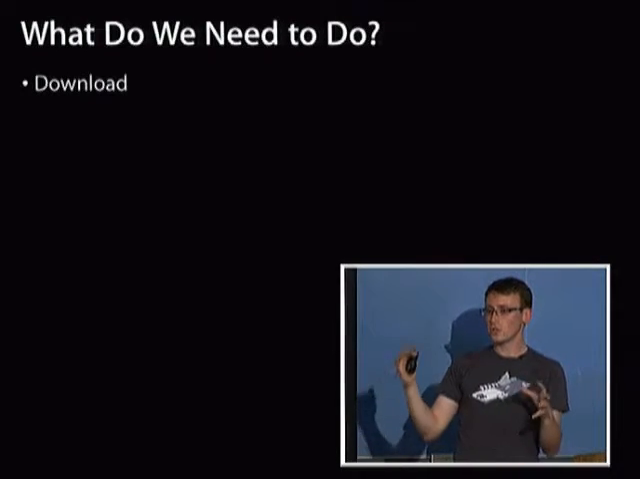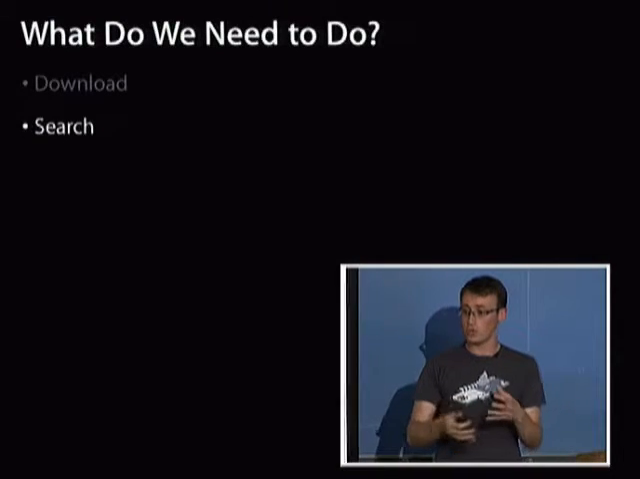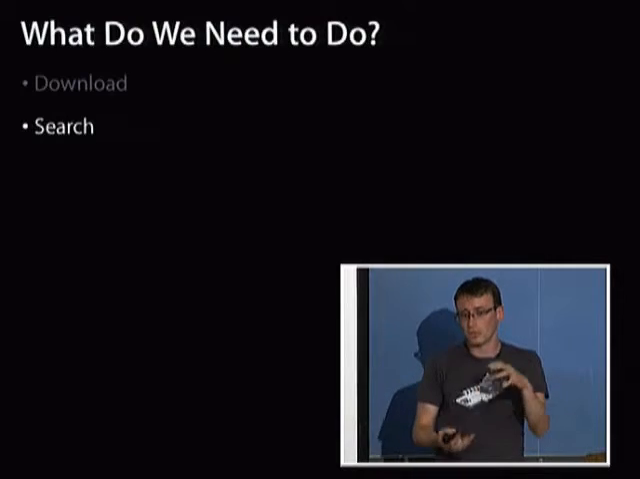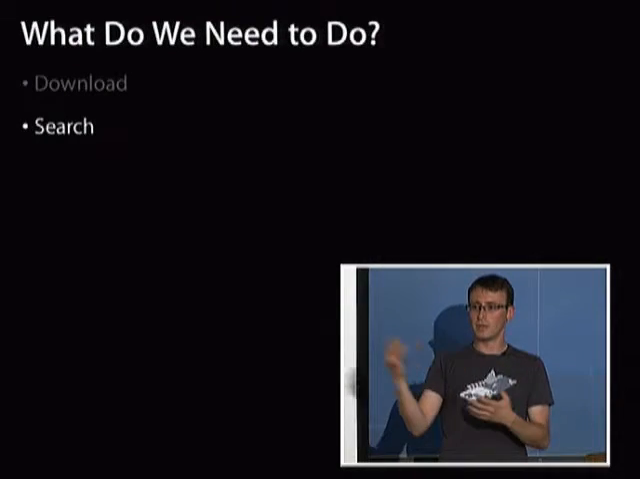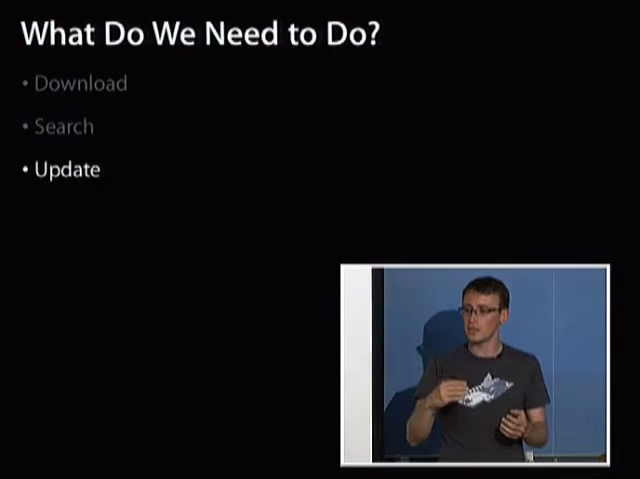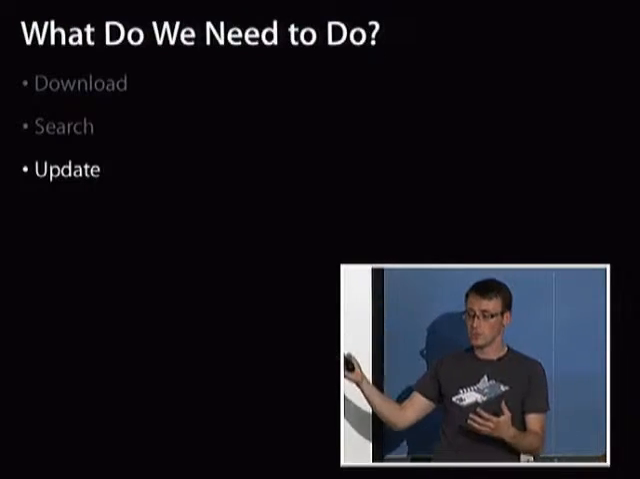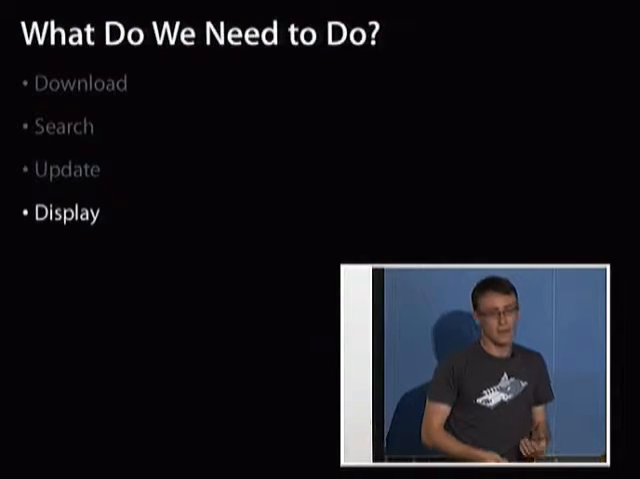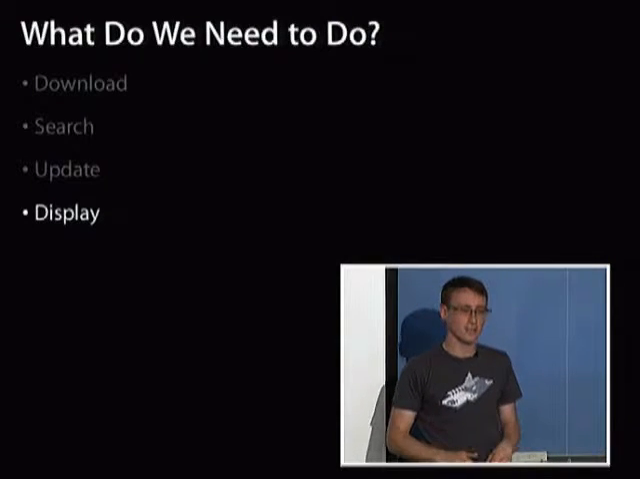Then we really want to reconcile those two. So we're going to have to search your local address book, the address book on the phone, and figure out what contacts are there. Maybe they match what you just downloaded. Then we want to actually update those contacts that are on the phone with information we might get from the web service. And then finally display to the user, because if you're not displaying anything, it's not really interesting.